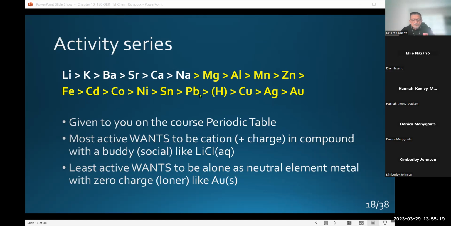So the most active metal wants to be a cation, okay? And their drive, like lithium, is always the most reactive metal. And if it's not in ionic form, if it's in elemental form, it's going to exchange partners with whomever it's reacting with. Okay, and the least reactive ones want to just remain in elemental form.